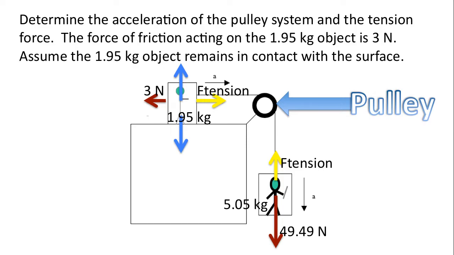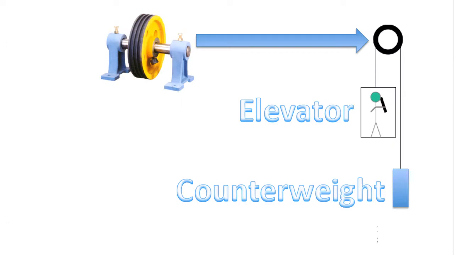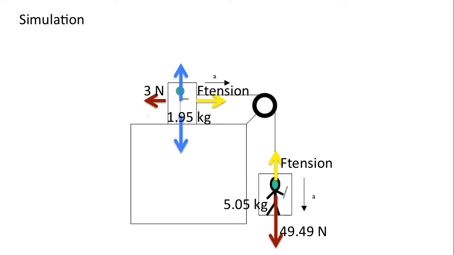For starters, however, that circle represents the pulley. In real life, pulleys sort of look something like that. Pulleys are used in elevators. Elevators are typically connected via a cable to a counterweight. And so let's take a look at a simulation right now to examine the motion of this system before we try to answer the question.